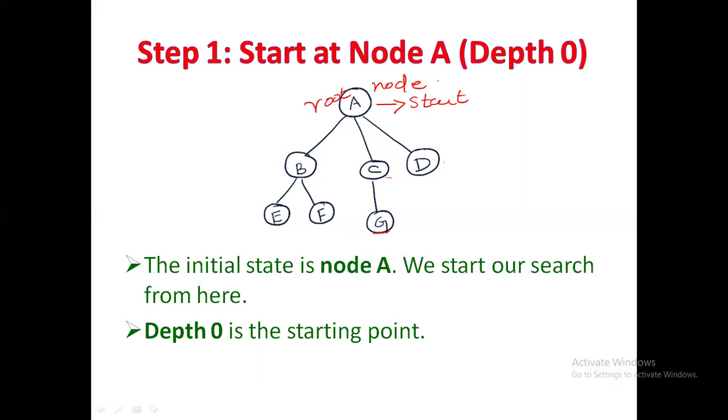From this point, the algorithm will attempt to explore its children. But because the depth limit is set to 1, it will not explore any node deeper than this level. The first step marks the starting point for the search and no goal has been found yet. The algorithm is ready to explore the immediate children of node A. Here this is the goal node, but for this problem the depth limit is 1.